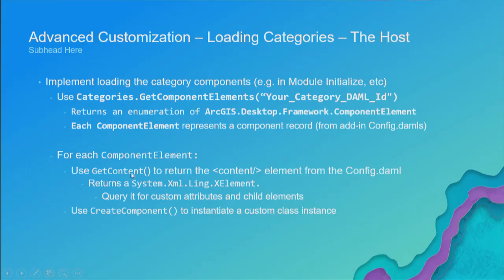you can query it for its get content. That's the content element, returned as an xml.link.xelement, so you can query it for attributes, you can query it for child content, whatever it is you expect to find. And then you can call component.createComponent to actually instantiate the physical code behind that implements that category, right?